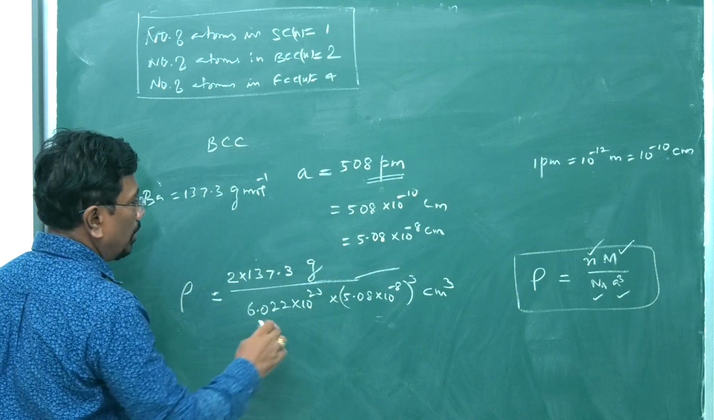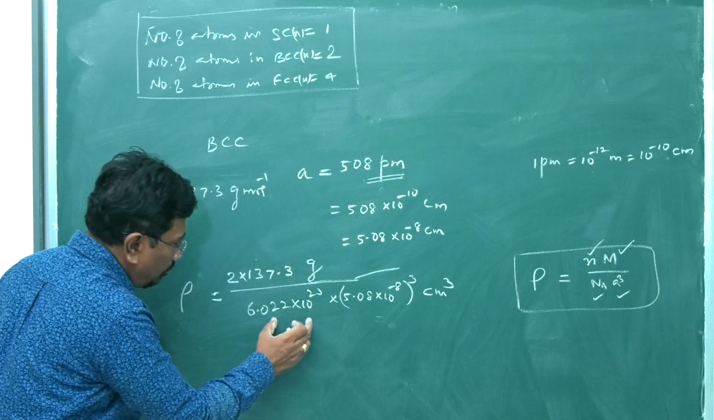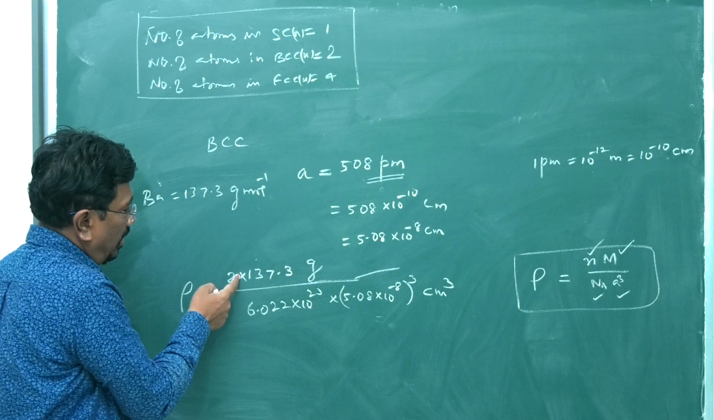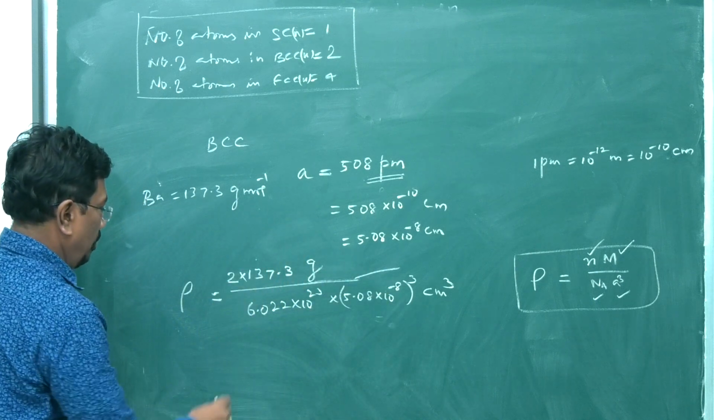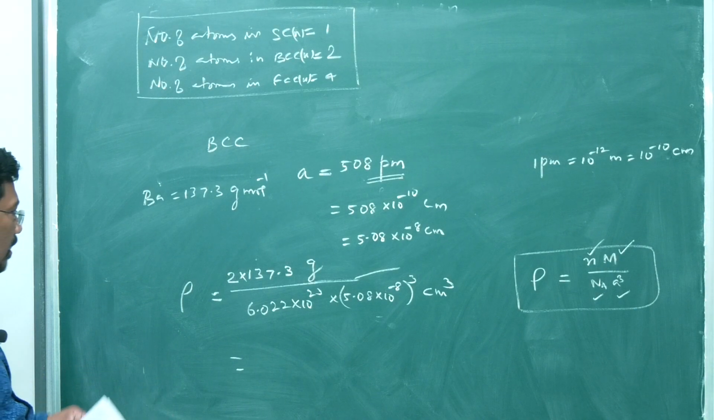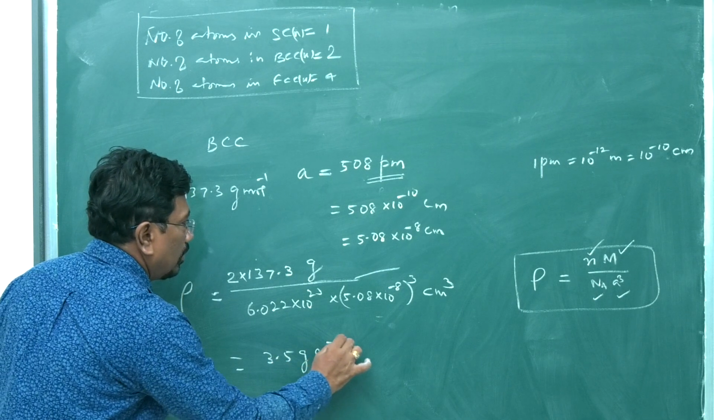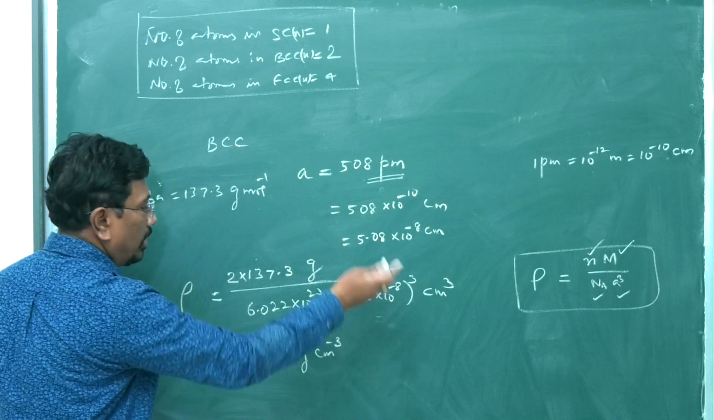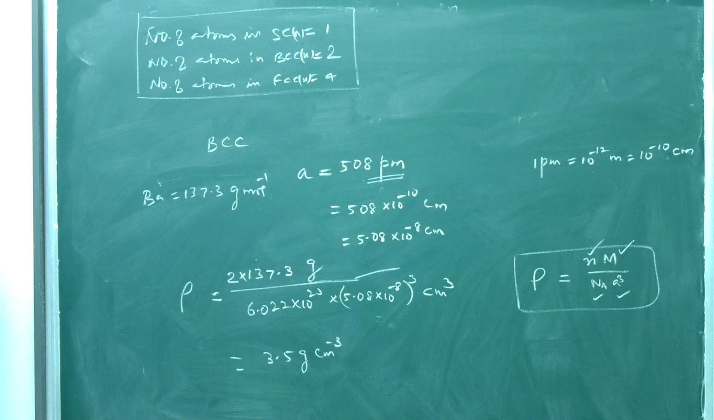Gram per mole will become gram. Why gram? We have calculated gram per atom. Here 2 atoms, therefore atom can cancel, and gram per centimeter cube will be the answer. So if you do the calculation, the answer will be 3.5 gram per centimeter cube. Centimeter at the denominator goes up to the power minus 3. Calculation part you can do.